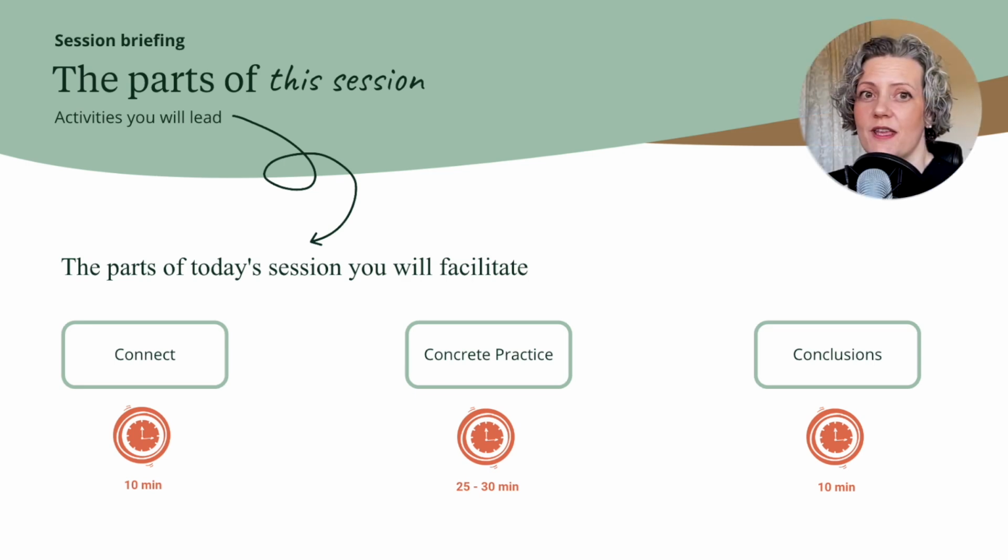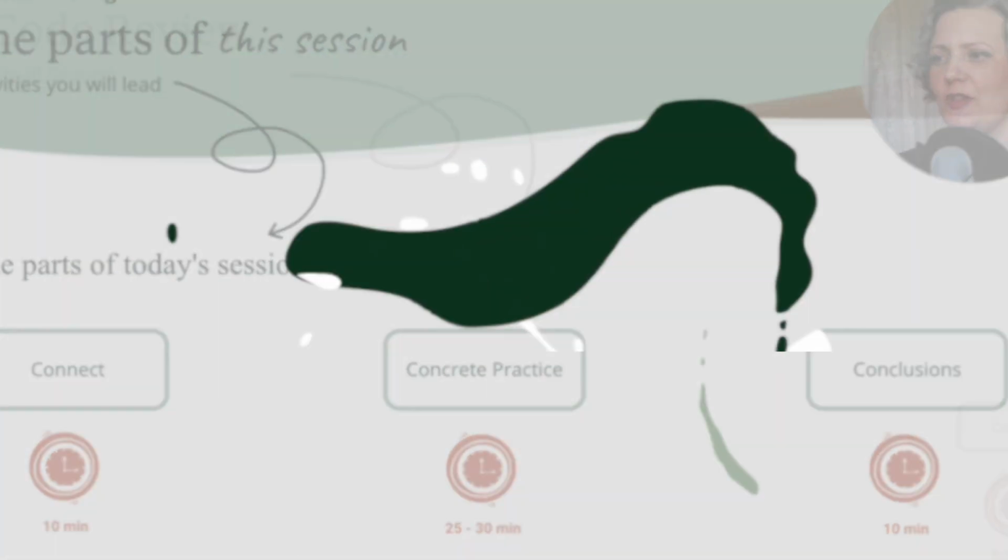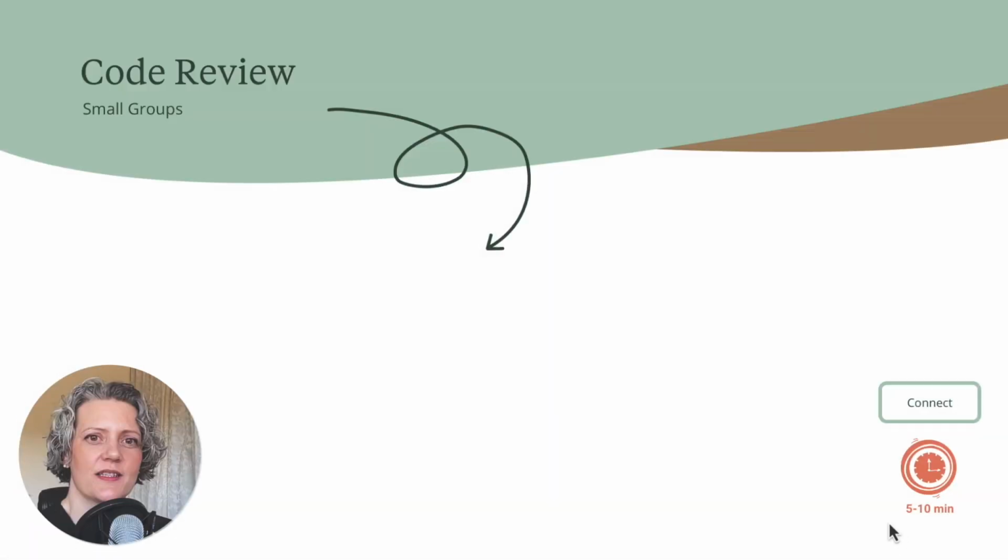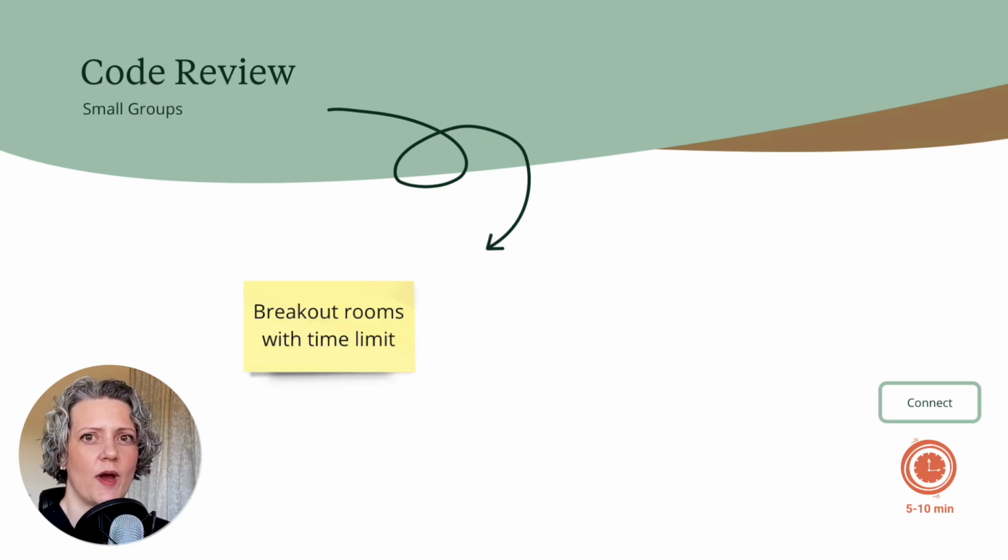There are 3 parts to today's session that you're going to facilitate: the connect, the concrete practice, and the conclusions. The first connect exercise is a code review that you'll do in small groups. So you're going to want to put people into breakout rooms and set some kind of time limit, maybe a timer on the mirror board.